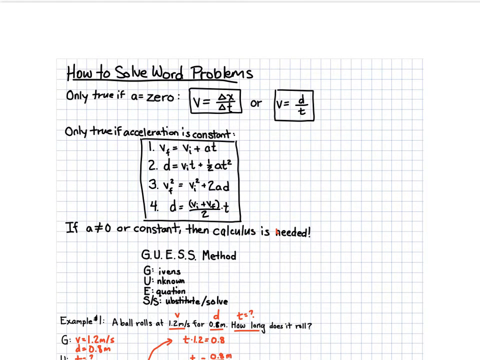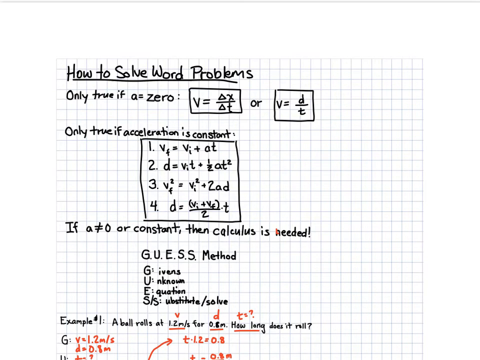All right? So, what do you do if you don't know how to solve a problem? You guess. That's right, you guess. What's the G stand for? Givens. U is unknowns. E is equation. And SS is substitute and solve. All right, so we're going to try this first question.